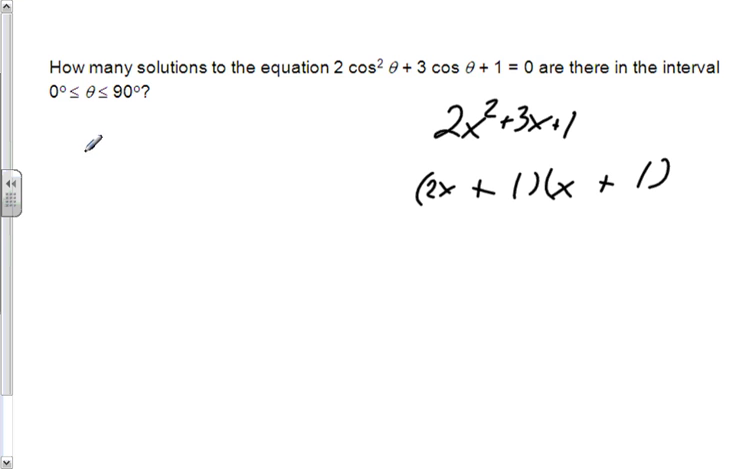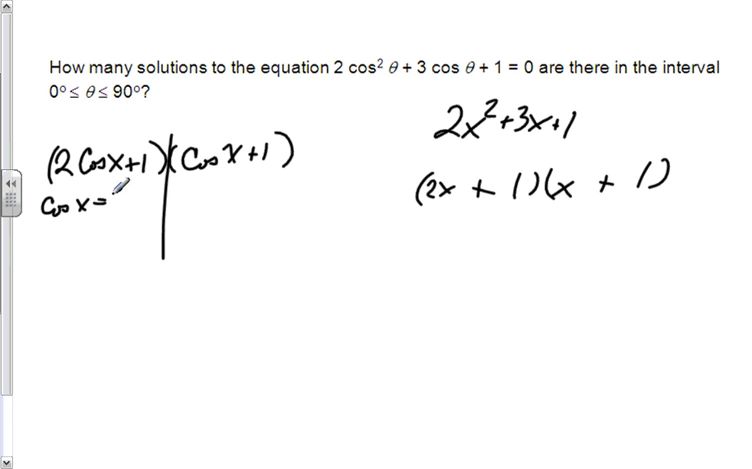We factored it. Now, 2 cosine squared theta plus 3 cosine of theta plus 1 is going to factor the exact same way. It's going to be 2 cosine of x plus 1 times cosine of x plus 1. Solving both of these, we'll just go directly into the trigonometric equation. We'll get 2 cosine x equals negative 1, divide by 2, so cosine x equals negative 1 half. And cosine of x plus 1 equals 0, so cosine x equals minus 1.